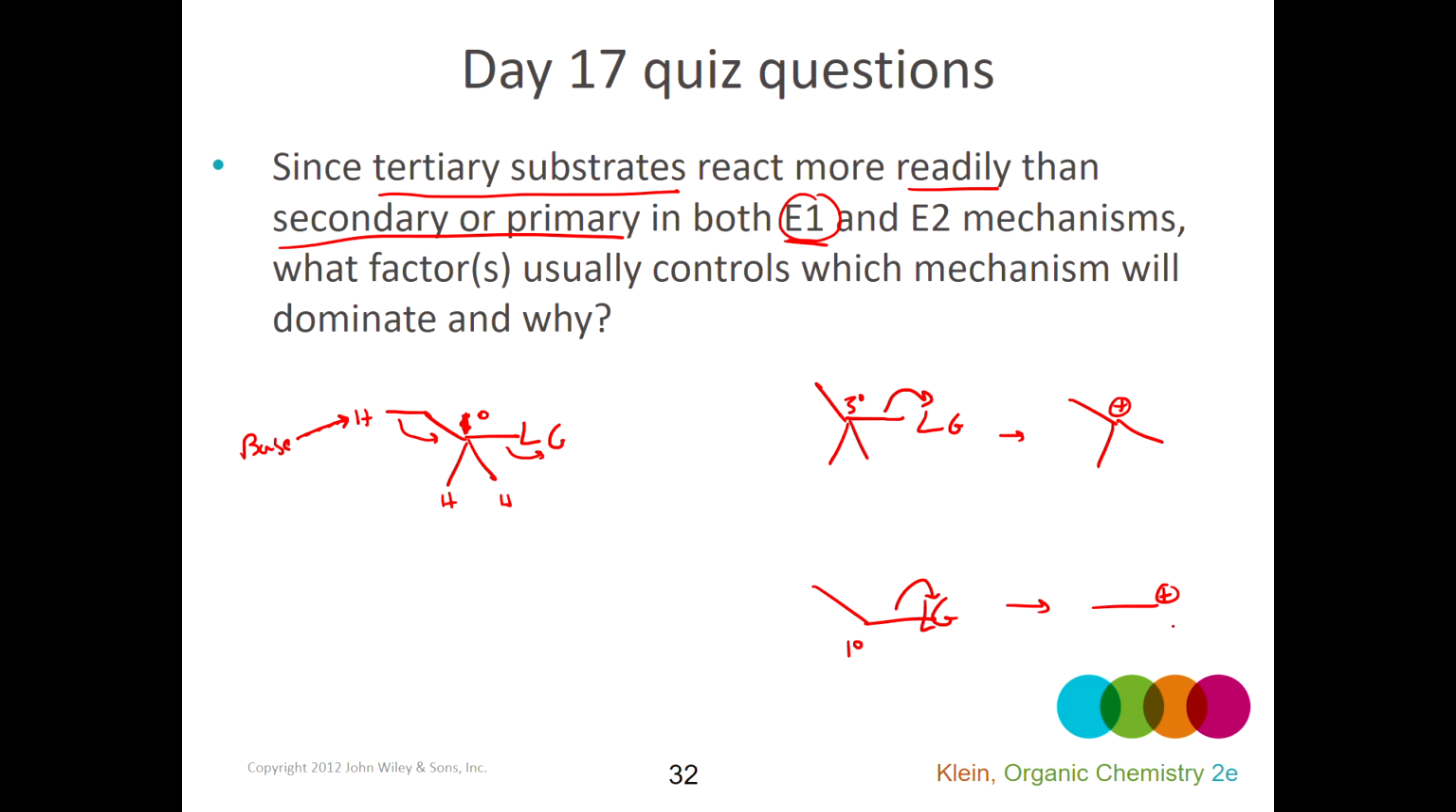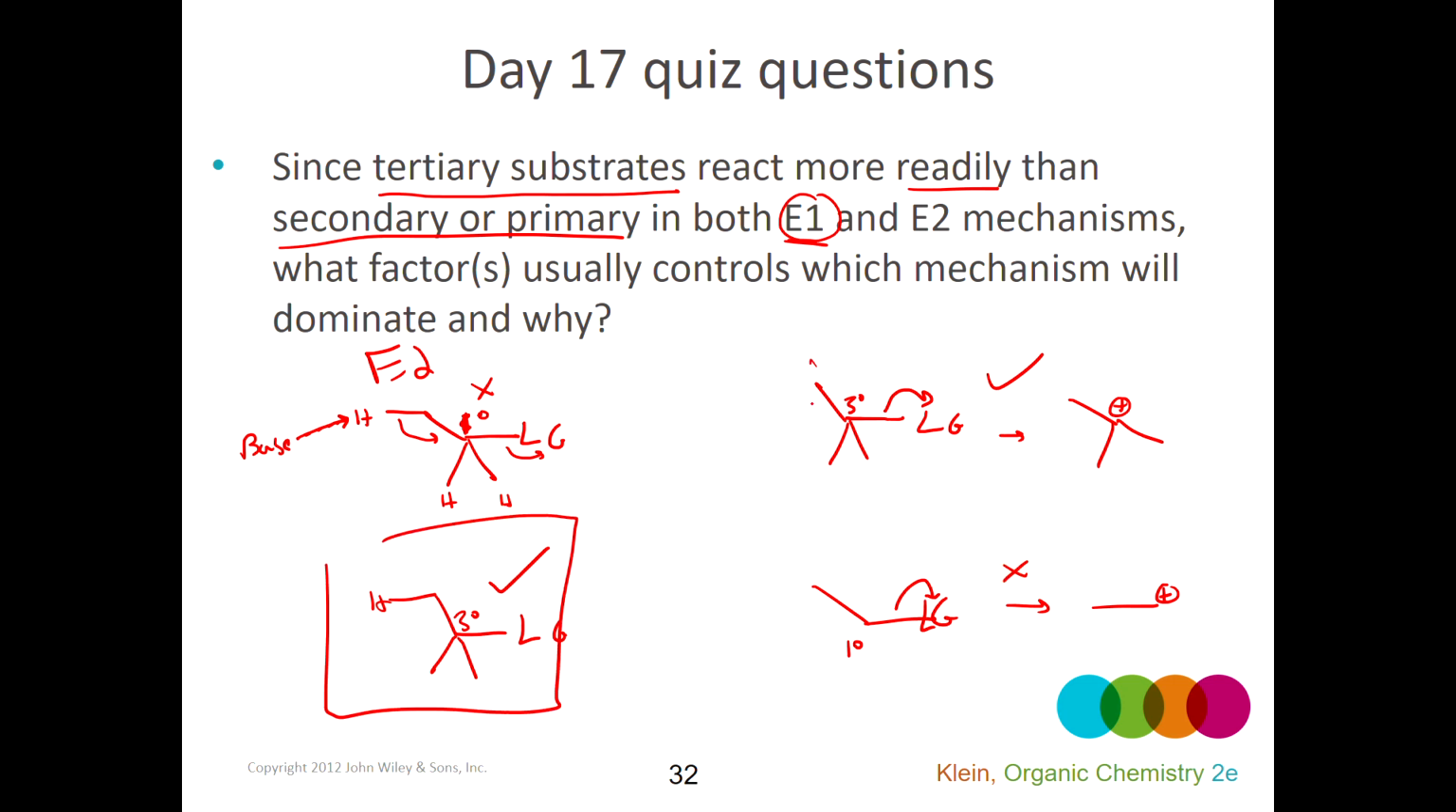So here we have a situation where the E2 mechanism is favored by a tertiary leaving group, or a leaving group on a tertiary carbon. We just explained that. The E2 favors the tertiary versus the primary. But the E1 also favors the tertiary versus the primary. So if we have a tertiary substrate, how do we know which mechanism it's going to undergo? And the answer is, it depends on the strength of the base.